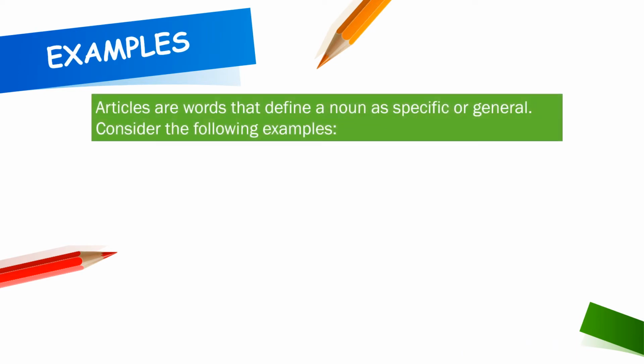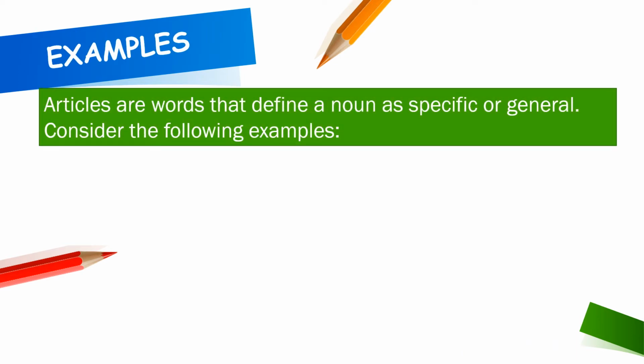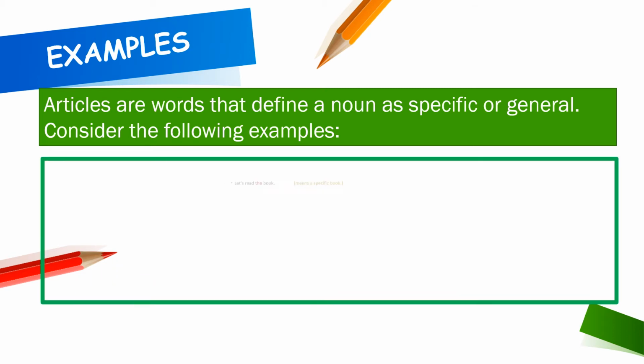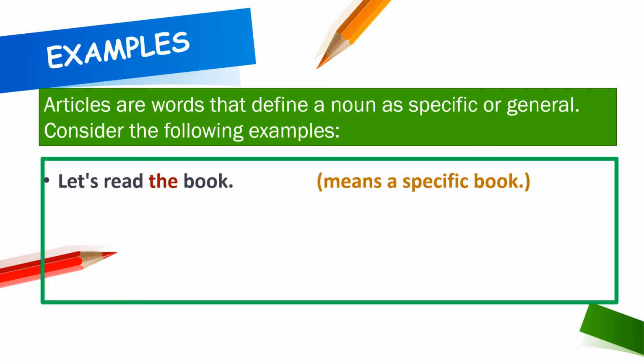Remember, articles are words that define a noun as specific or general. Consider the following examples. Let's read the book. Here we are talking about a specific book. If I say, let's read a book, I mean any book rather than a specific book.